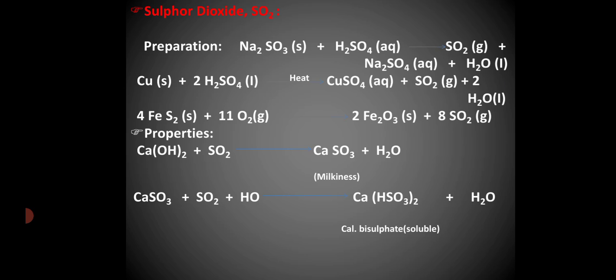Calcium hydroxide reacts with sulfur dioxide to form calcium sulfite. When this calcium sulfite is treated with excess sulfur dioxide, it forms calcium bisulfite. In this way sulfur dioxide acts with reducing nature. Sulfur dioxide reacts with water to form sulfuric acid and nascent hydrogen. This nascent hydrogen decolorizes acidified potassium permanganate and also acidified potassium dichromate.